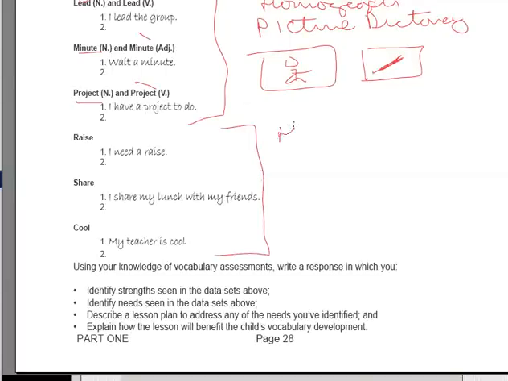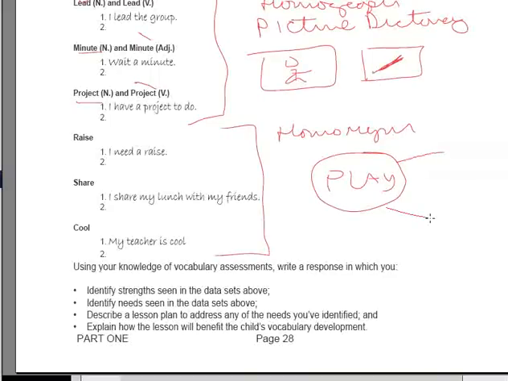You can use instead the homonym. And a homonym is really easy. It's a multiple meaning word. Take the word play, for example, put it into a semantic map and talk about the definitions of having fun, playing music, for example, and going to the theater. All of those are options.